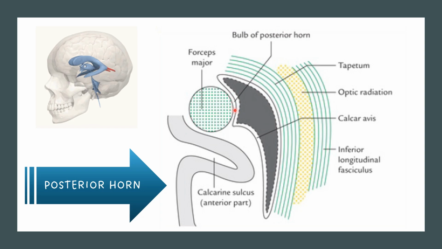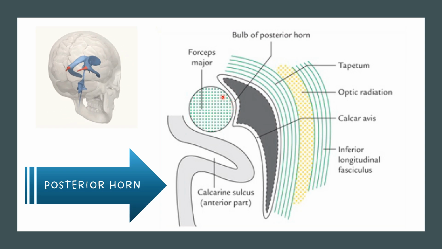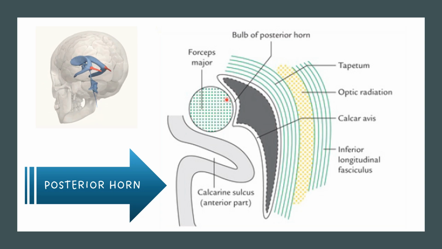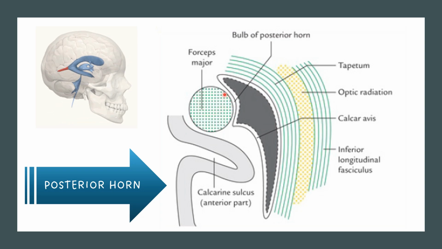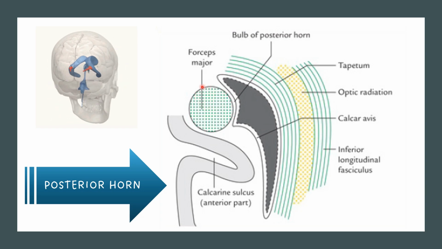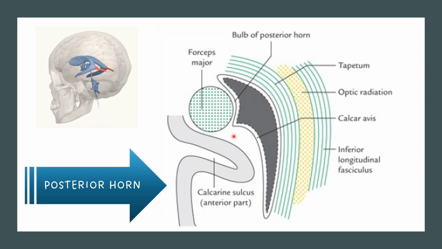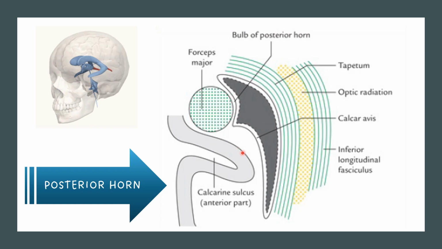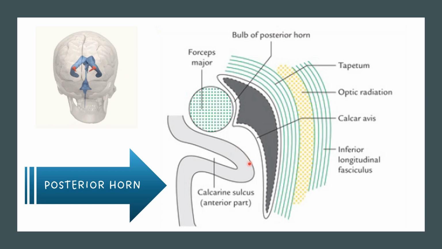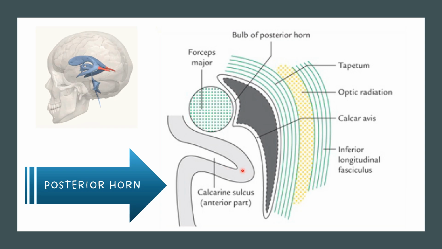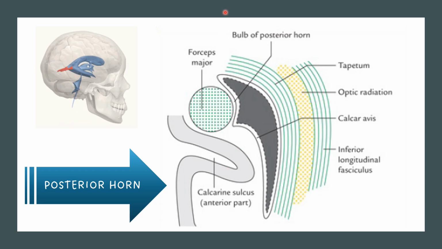The medial wall here is formed by two ridges. In the upper part, we see the forceps major, which forms the bulb. It is basically the swelling formed by the forceps major fibers, which forms the bulb of the posterior horn. And in the lower part, we see the calcar avis. Calcar avis is the prominent elevation of the white matter, which is produced by the anterior part of the calcarine sulcus.